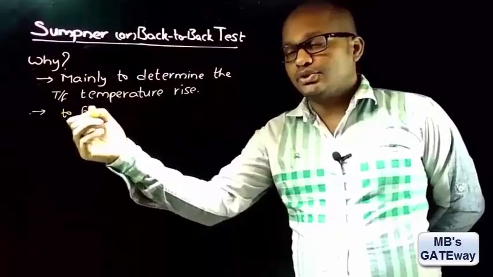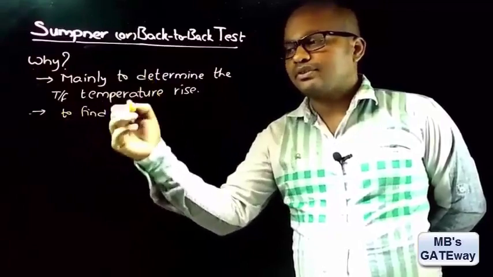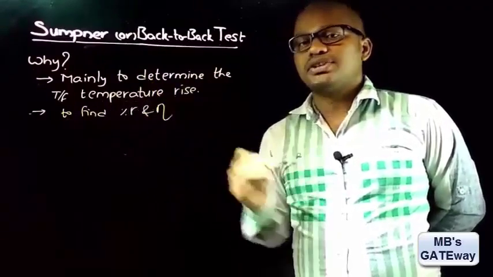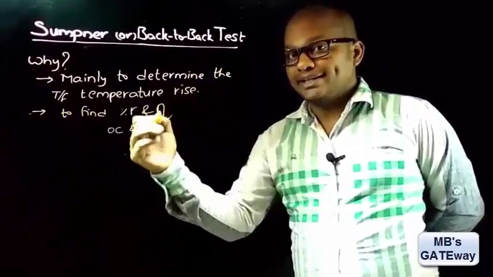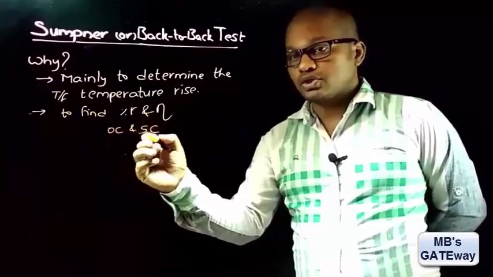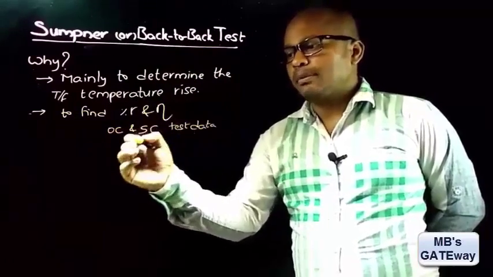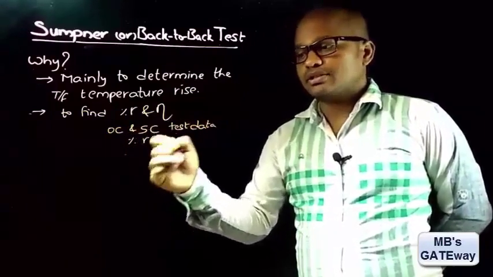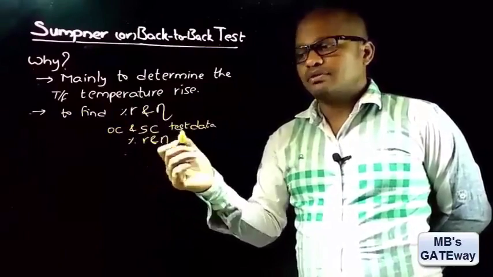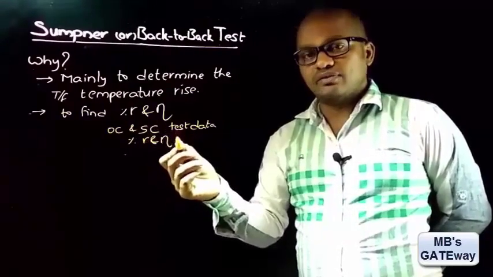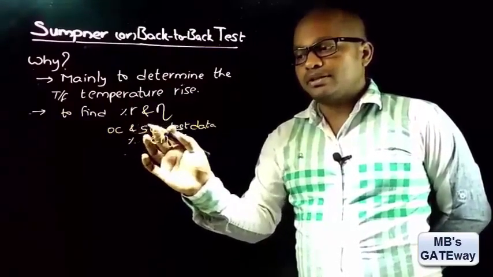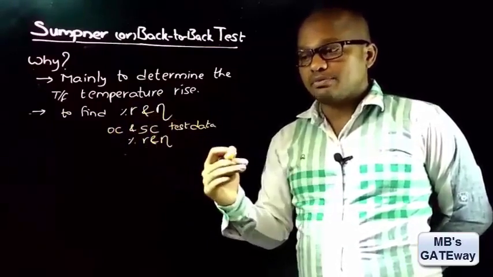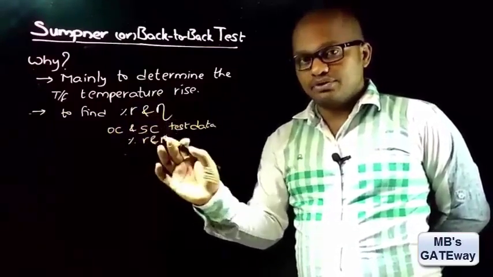And secondly, it is used to find the performance of the transformer, that is, percentage regulation and efficiency of the transformer. It is known that from the open circuit test and short circuit test data, percentage regulation and efficiency can be found, but the results obtained are not accurate. And why the percentage regulation and efficiency obtained from the open circuit and short circuit test data are not accurate, let's discuss in brief.